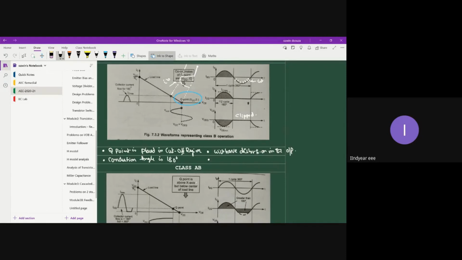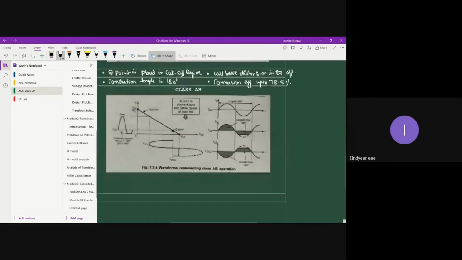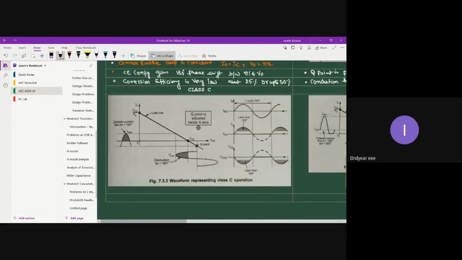But due to the reduced current flow, because now the current is flowing only for 180-degree duration, conversion efficiency will increase. Conversion efficiency is up to 78.5% in case of class B power amplifier. So that's the difference. Next we have class C power amplifier.